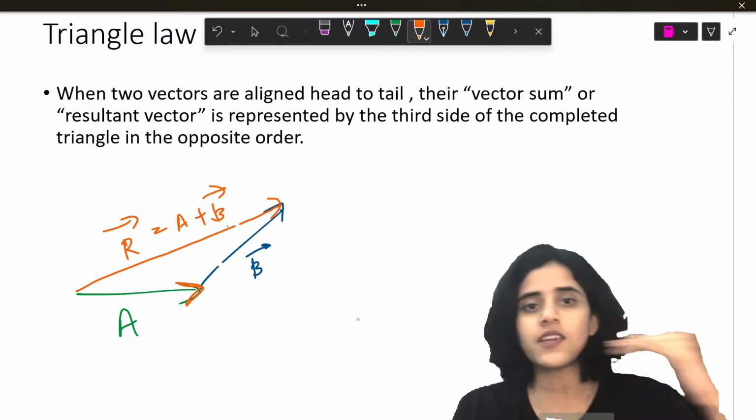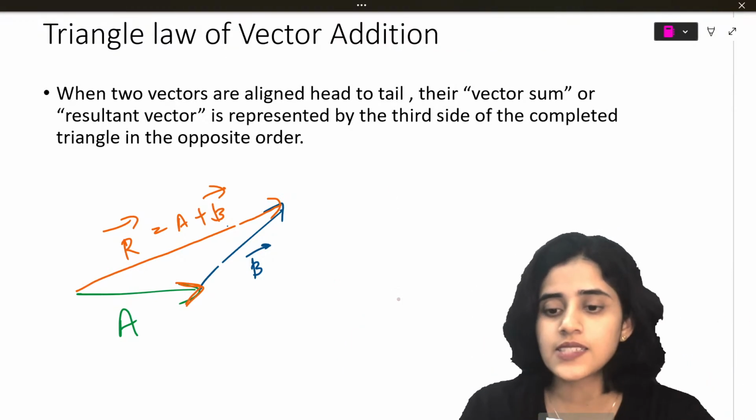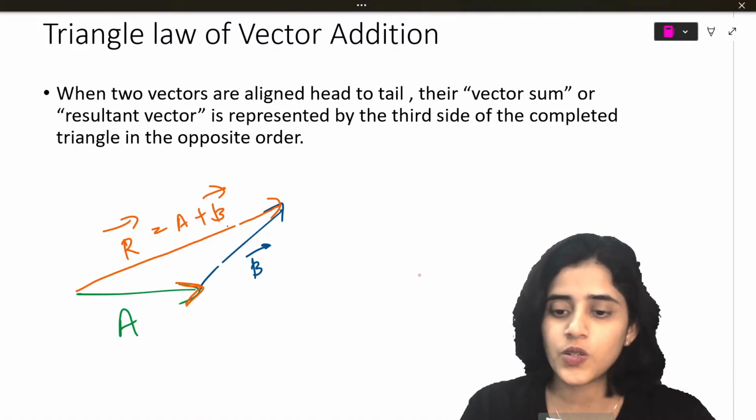So this is A, this is B. R is equal to A plus B.